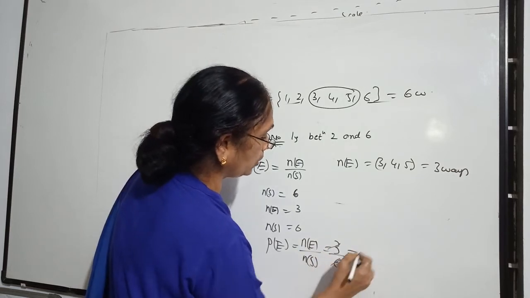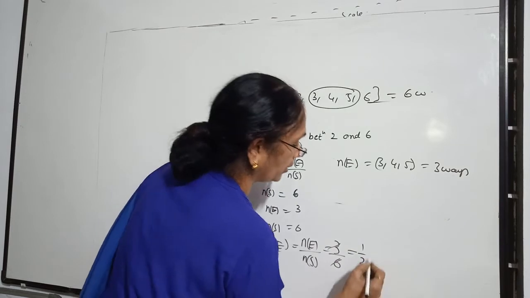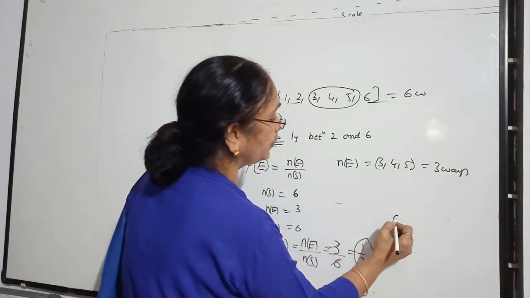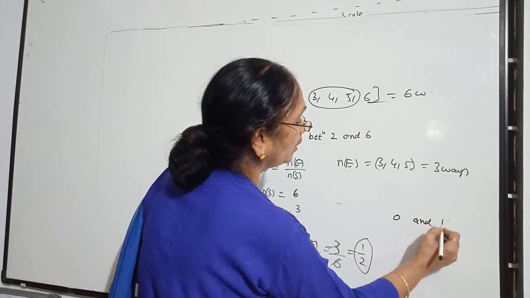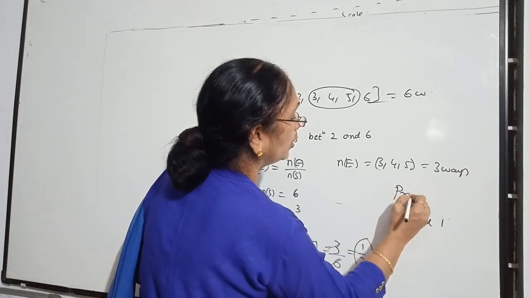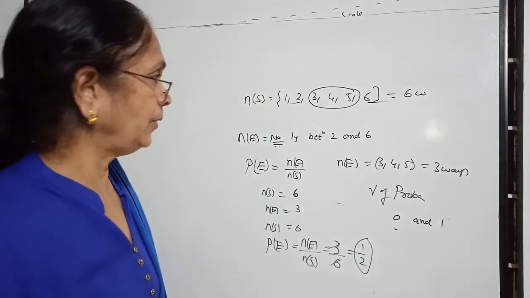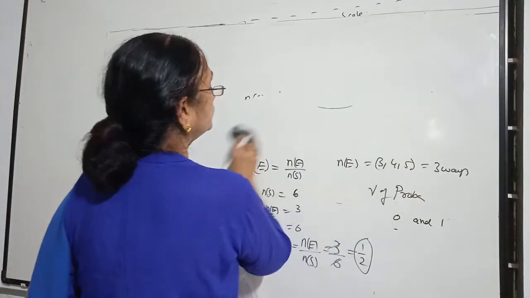So this is 1 by 2. Again I am telling you, it will never go higher than 1. It lies between 0 and 1. What lies? The value of probability. Value of probability lies between 0 and 1.